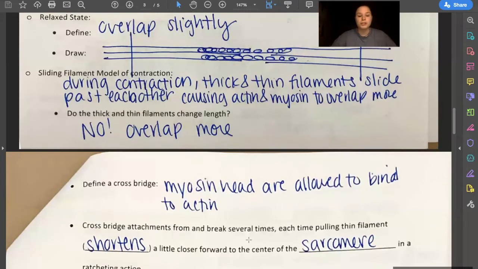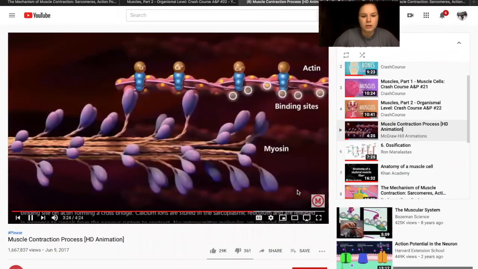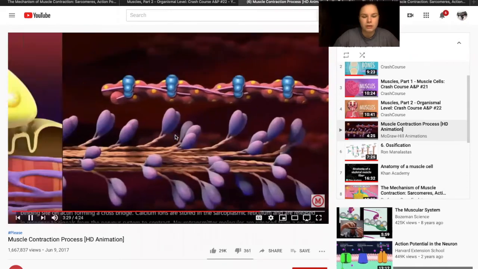All right, so cross bridge attachments form and break lots of times. Each myosin head comes up, grabs different actin binding sites, breaks, and does the same thing over and over again as the sarcomere shortens, because it's going to get different pieces as it's coming together. They move towards the center of the sarcomere in a ratcheting motion, which is also called the power stroke. It looks like ratcheting, right there.